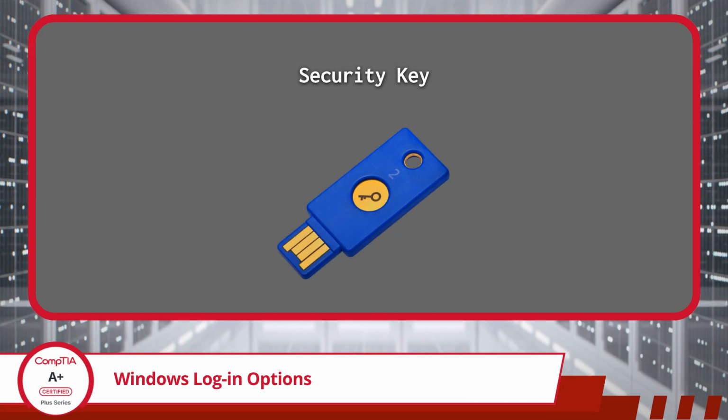A security key is a physical device that provides an additional layer of protection. When logging in, just insert the key into your device. It's an excellent option for those seeking enhanced security, as it requires both the physical key and your presence. You can set this up under Sign-in Options by selecting Security Key and following the steps to pair the key with your device.